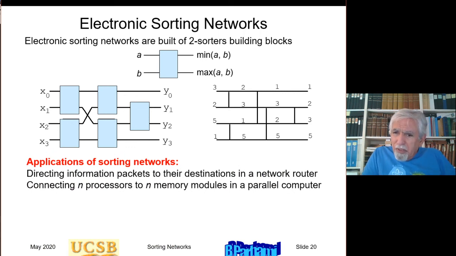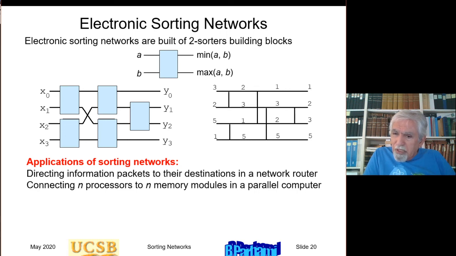Applications of sorting network include directing information packets to the destination in the network router. So in the internet, the routers receive many packets that are headed to different destinations and have to quickly decide where to send each packet. The packets are coming at a high rate, and therefore the decision has to be fairly quick. So sorting the packets by their destination addresses is one way to reduce the latency of that decision. So network routers may have these sorting networks built in to help with routing.